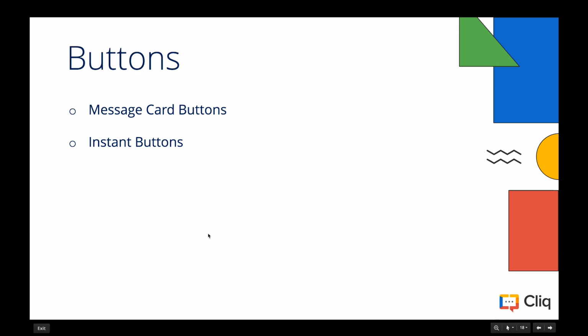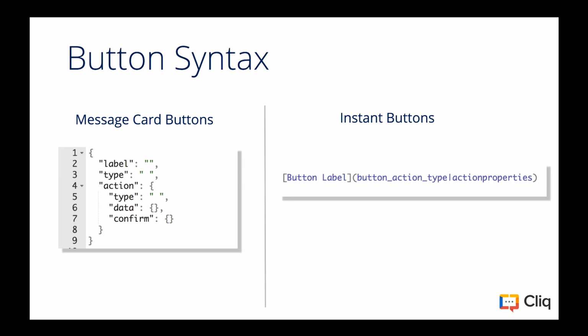Now Click has 2 types of buttons, instant buttons and message card buttons. Each button can have a label, the type and the action defined. The label key indicates the button name. Type is the button type. It can either be positive or negative, and the action object will contain the type of action the button should trigger. The instant button syntax is far more simpler. You just have to give the button label followed by the action type and its properties associated.